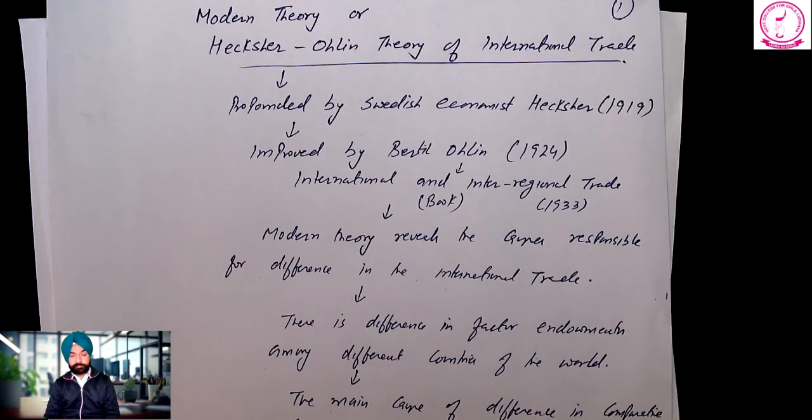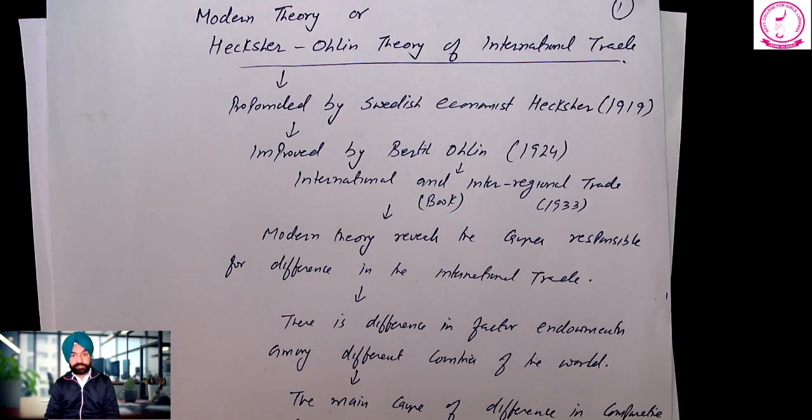Welcome students. Today we will discuss a very important topic of international trade, that is the modern theory, or Heckscher-Ohlin theory of international trade. But first of all, we have to discuss why international trade takes place between two countries. Why do two countries indulge in international trade? What are the benefits of international trade? And what are the two theories which discuss why international trade takes place?